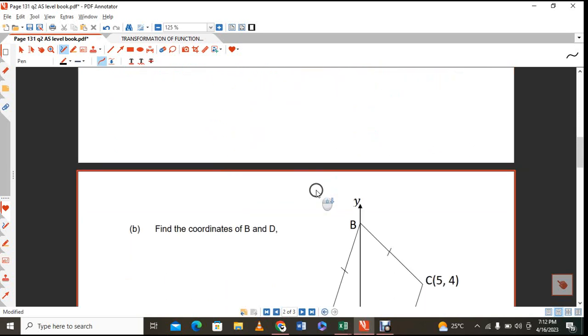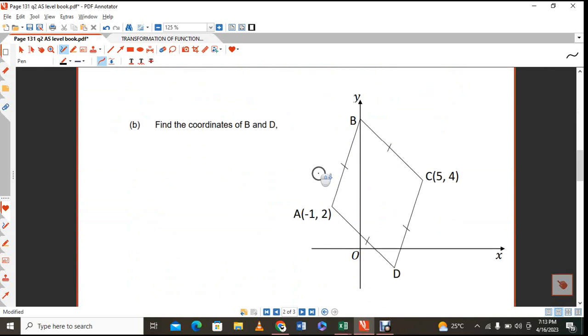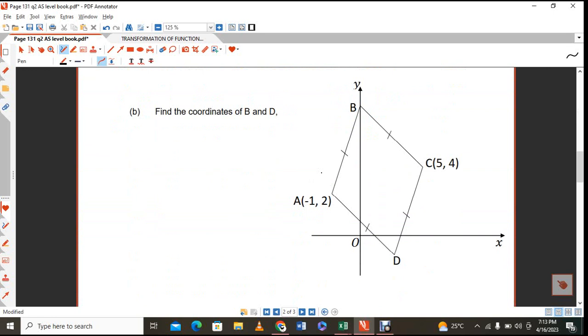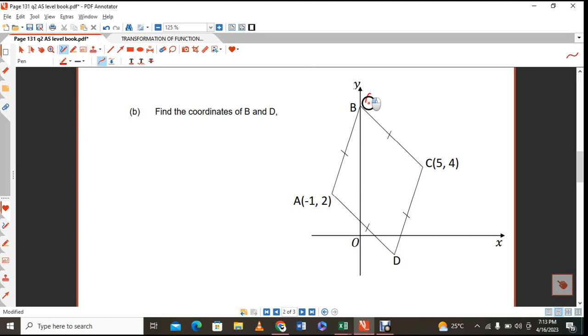Okay, the next one says point B. Find the coordinates of point B as well as the coordinates of point D. Right, so from before, when I started the video, I already said that the x coordinate here is 0, and our job is to find the y coordinate.